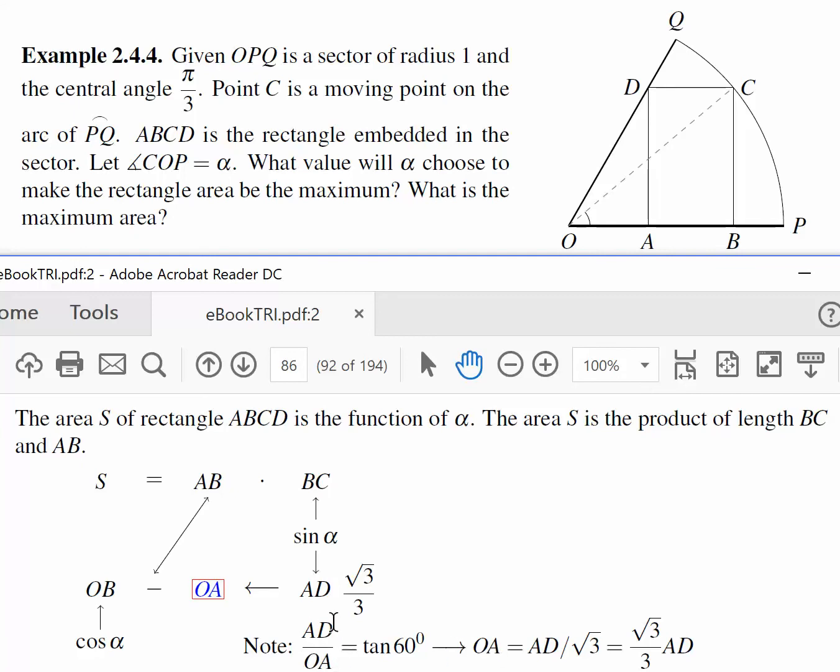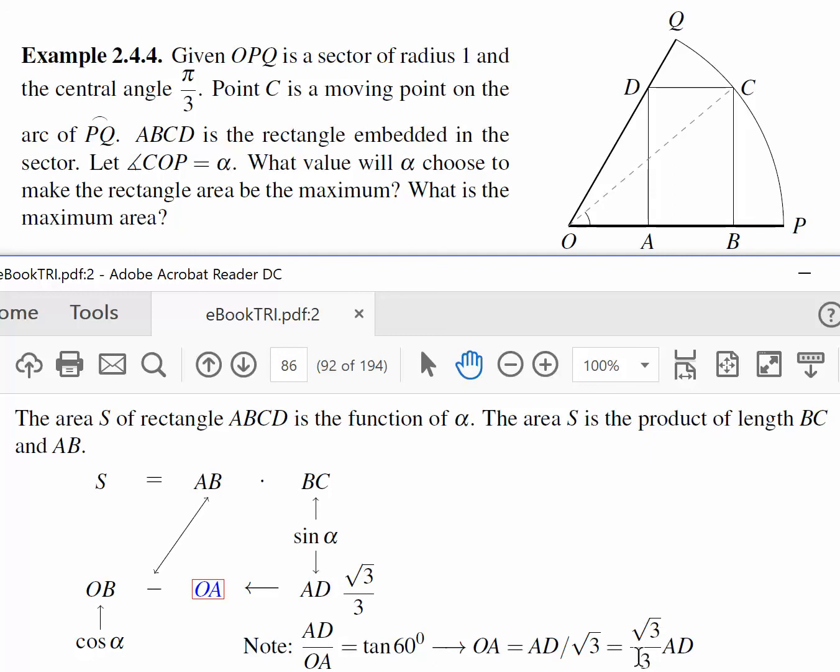Through some algebra, you can have OA equals AD over radical 3. You rationalize this expression, you will have radical 3 over 3, with both numerator and denominator multiplied by radical 3.